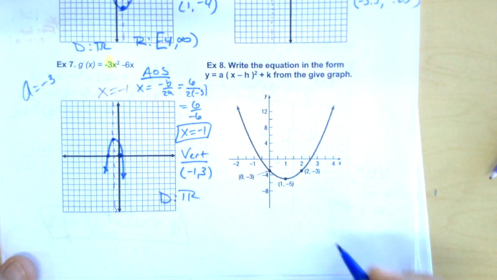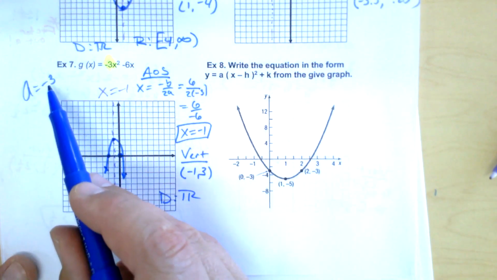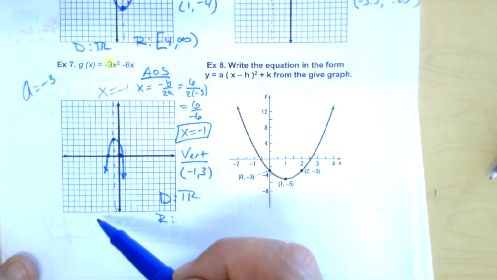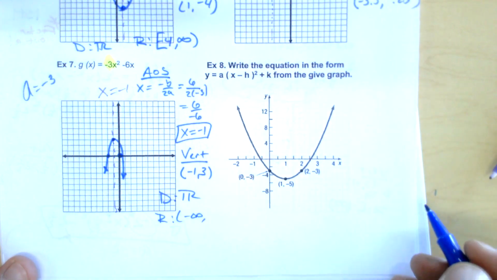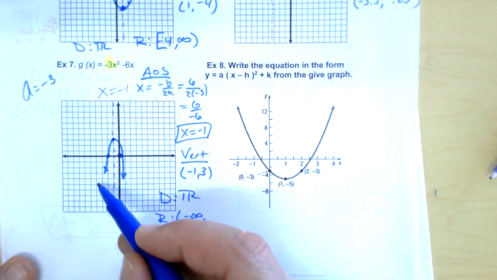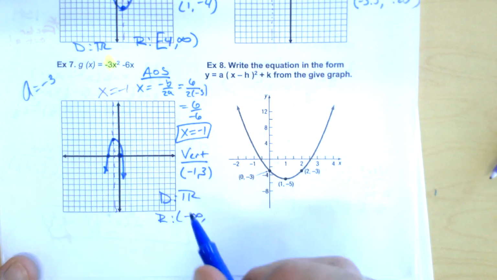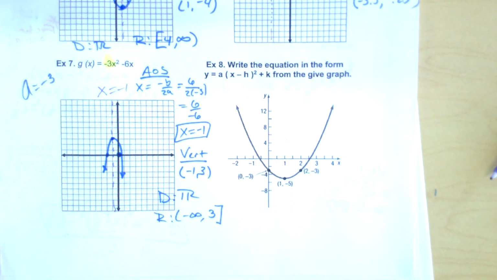Again, your domain's all reals, and your range, watch out, when you have a negative, that flips it upside down. So I ask you, how low does it go? Does it go down low, down to the floor? For show, it goes all the way to negative infinity. And you say, how high does it go? Does it go up high? It stops right there at 3. It's inclusive, so you should have a bracket on there. Okay.